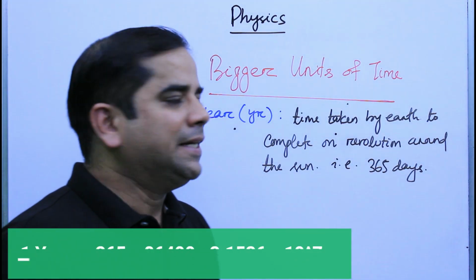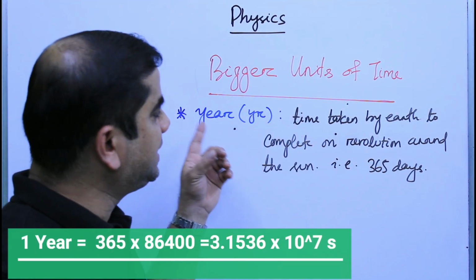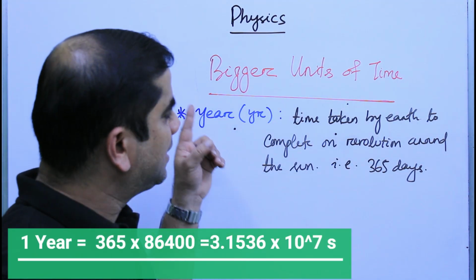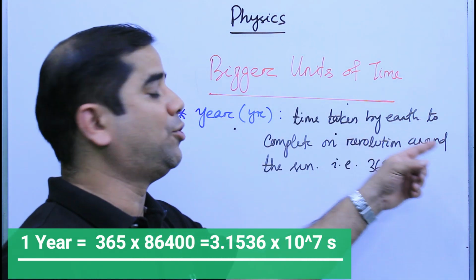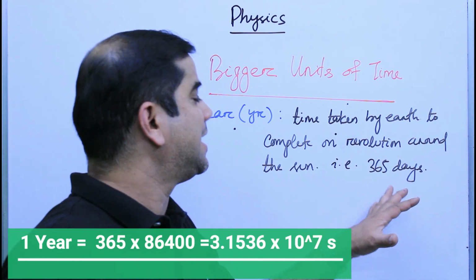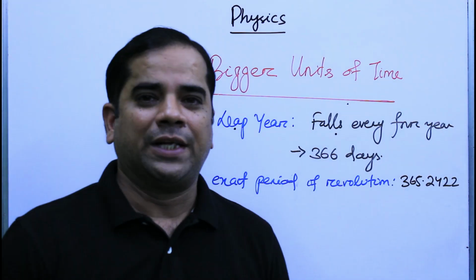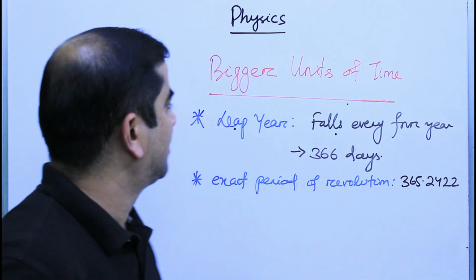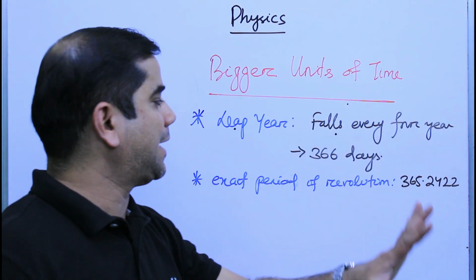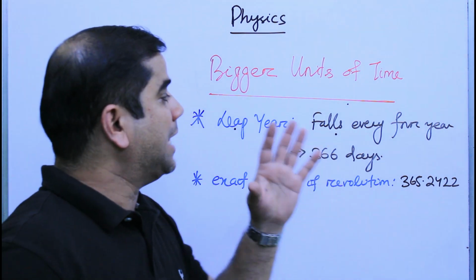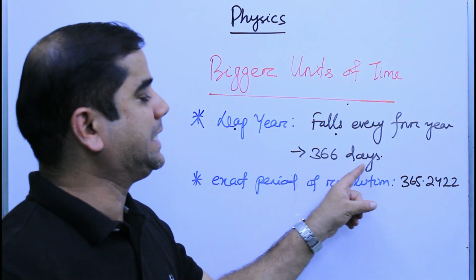Okay. So you need to remember these data for any future references or for any kind of use. Students, the next bigger unit of time is year. What is a year? It can be defined as the time taken by Earth to complete one revolution around the sun, and it is 365 days. Students, let us now discuss leap year. A leap year falls every 4 years. That means once in 4 years, there would be a leap year having 366 days.